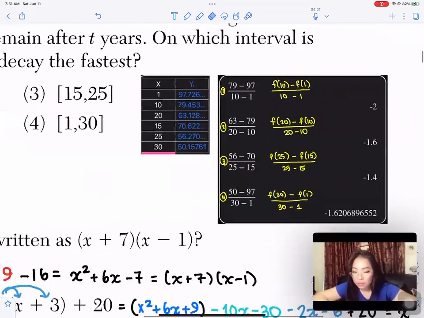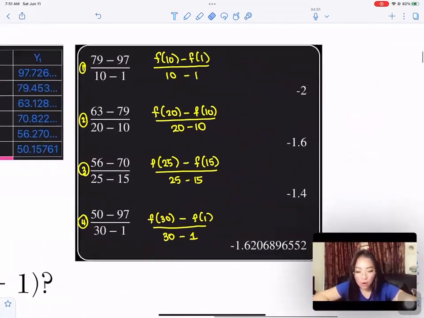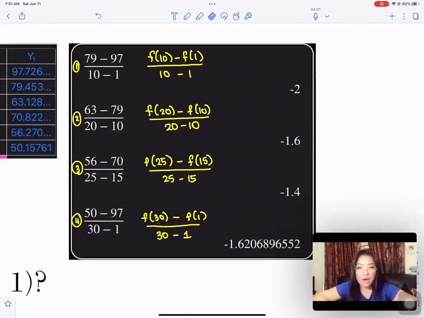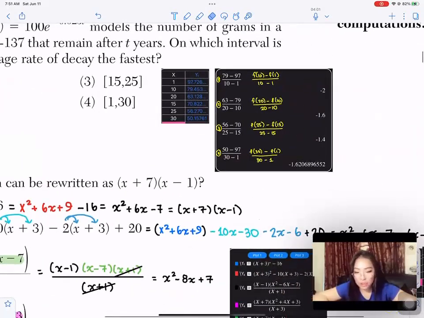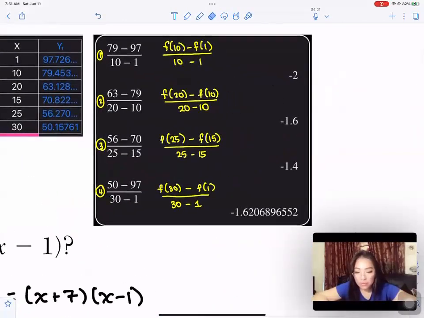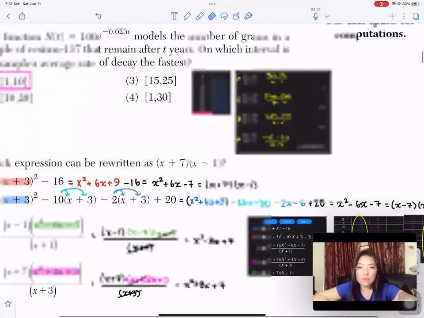So when you compute each one, you're going to do the same thing all on your calculator. And then you're going to see that the one that has the highest slope, which is the absolute value of all these rates, is the first one, number 1. Because it's 2. Everything else is like 1.4, 1.6, 1.6. So the answer is 1.